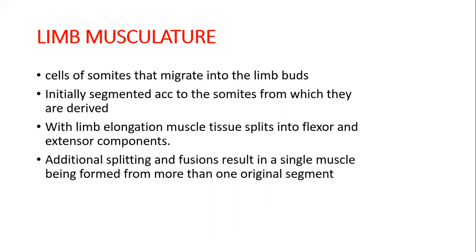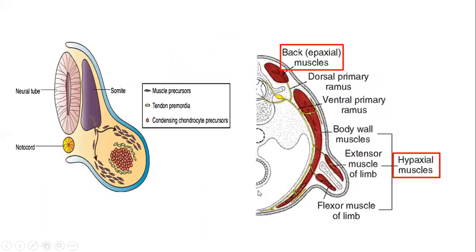So the muscles are derived from the cells of the somite that migrate laterally into the limb buds. Initially, they are segmented according to the somite from which they are derived. However, with the process of elongation, the muscle splits into two components, dorsal and ventral, the flexor and extensor components. And by fusion and more splitting, a single muscle can be formed from more than one original segment.